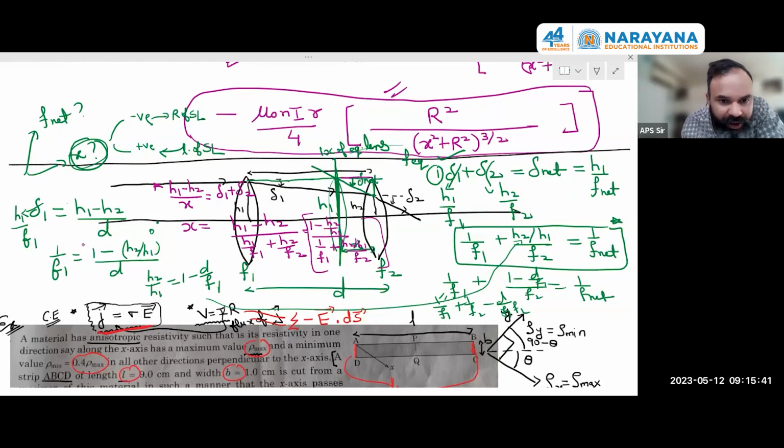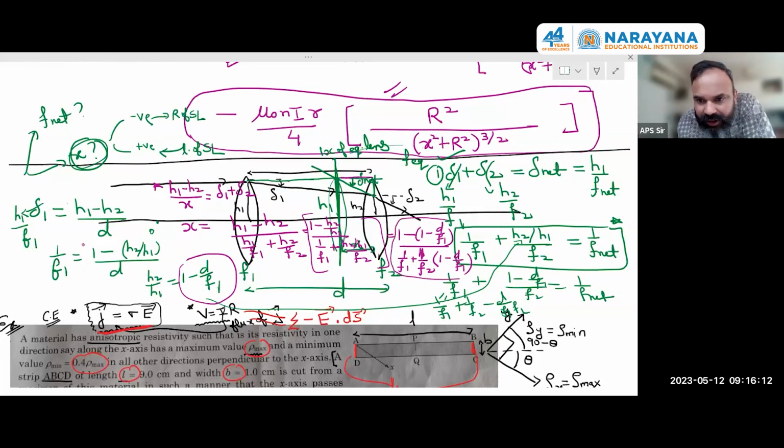Now you know that H2 by H1 is 1 minus D by F1. So 1 minus D by F1, and in the denominator you can directly also write, because H1 by F1 plus H2 by F2 is directly H1 by F net. But only because I have separately taken this term, so I'm writing 1 by F1 plus 1 by F2, this is a separate term, multiplied by H2 by H1, and that is 1 minus D by F1.